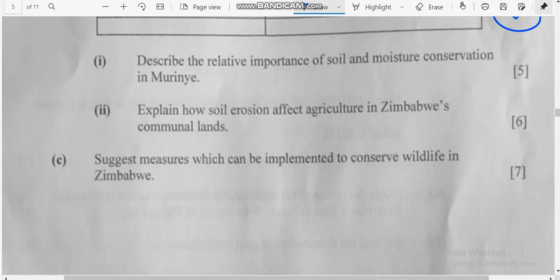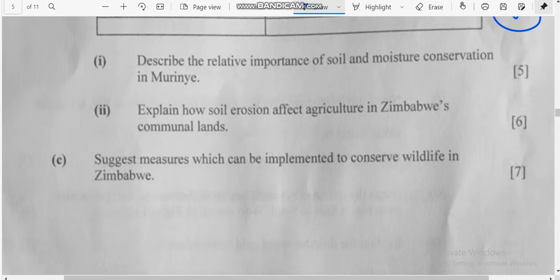Explain how soil erosion affects agriculture in Zimbabwe's communal lands. Okay, so this is a very simple question. By soil erosion we are referring to washing away of the topsoil. So how is washing away of the topsoil by wind or running water going to affect agriculture, especially in Zimbabwe? Number one, there is going to be loss of soil fertility, and that is going to result in low crop yield. Loss of soil fertility causing low crop yield.